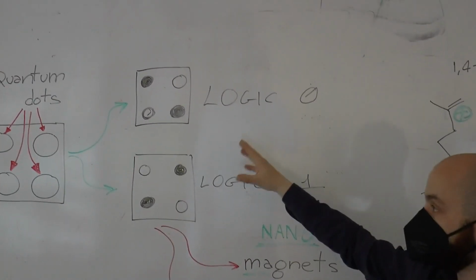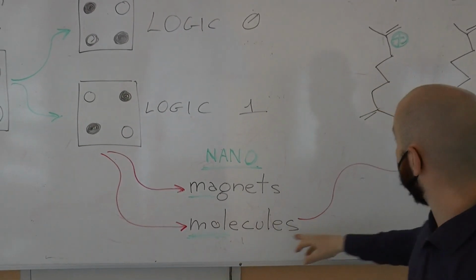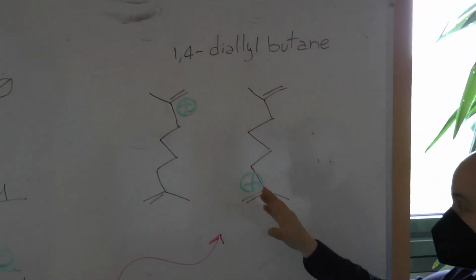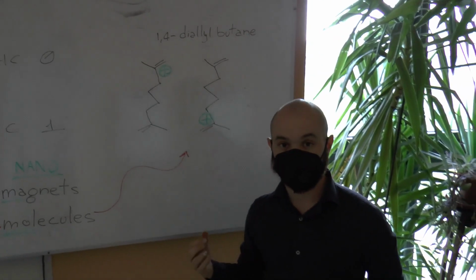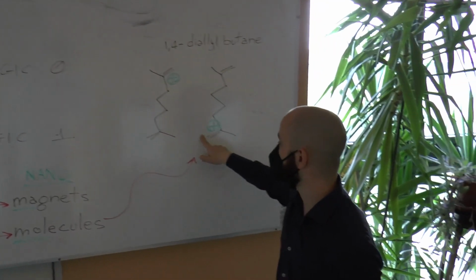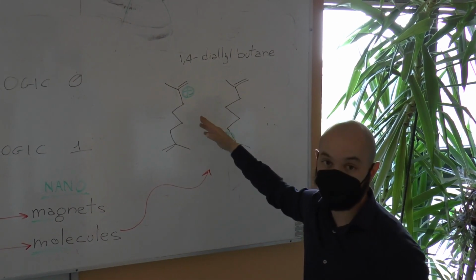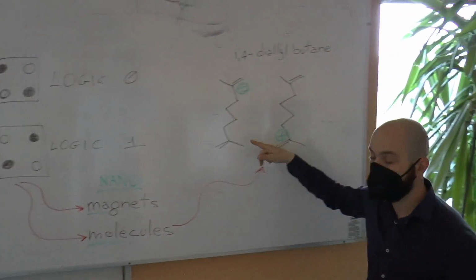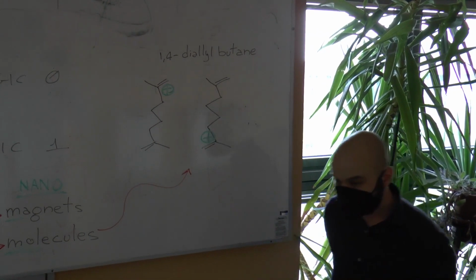And we can, for instance, create this kind of cells using magnets or molecules. Just to give you an example, here we have 2 1,4-dialyl butane molecules that are oxidized. In particular, these 2 molecules are without 1 electron, so they are positively charged. And for the same principle, the 2 positive charges will be on the antipodal sides of these 2 molecules, therefore creating a stable configuration that will be used in this case to encode logic 0. Of course, we can also have the opposite configuration that will be used to encode logic 1.